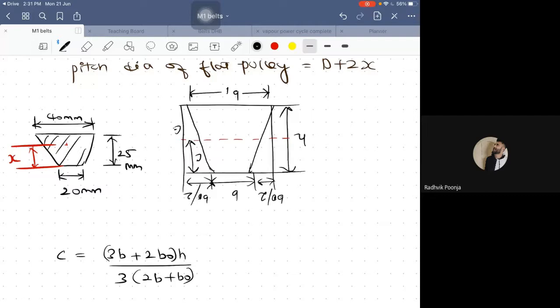Is the formula correct? Yes, sir. Then where is the value of B1 here? B1 has to be there somewhere, no? Is the formula correct?